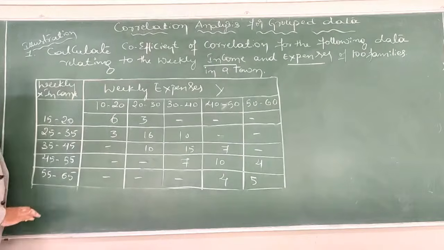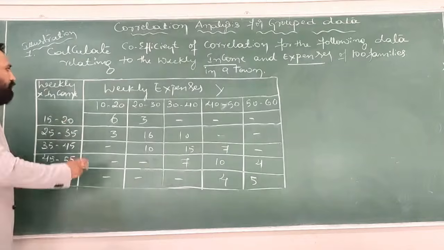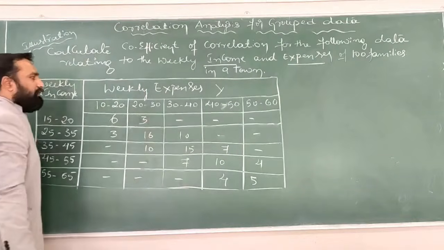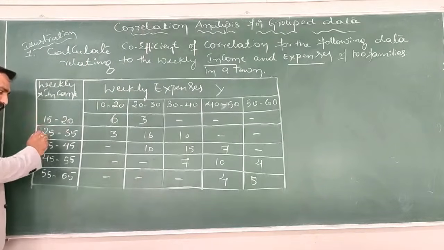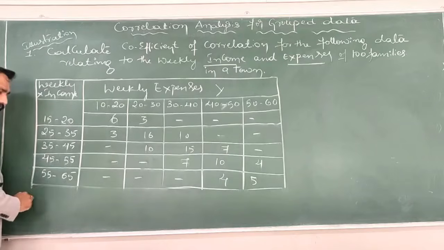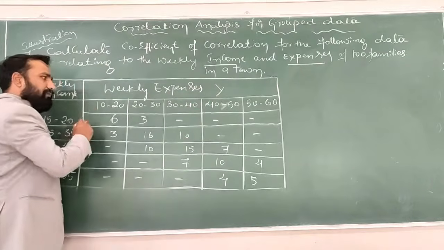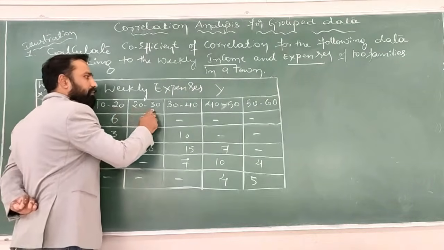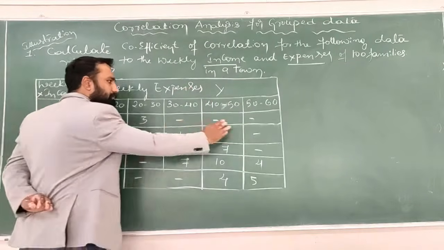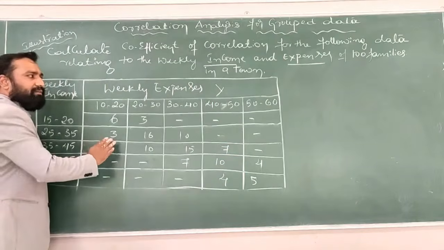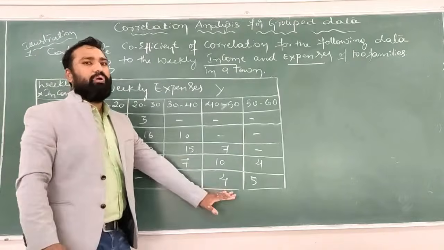So this is the problem table. In this problem, they have given the class intervals for both the X variable and the Y variable. In the X variable, the class intervals are 15 to 25, 25 to 35, 35 to 45, 45 to 55 and 55 to 65. In the weekly expenses Y variable, they have also given the class intervals 10 to 20, 20 to 30, 30 to 40, 40 to 50 and 50 to 60. These boxes contain the frequencies of both the X variable and the Y variable. So this is the problem table.